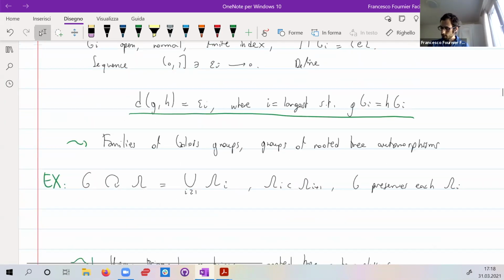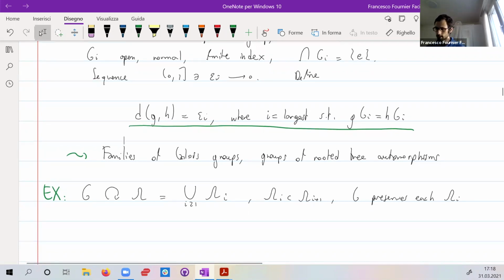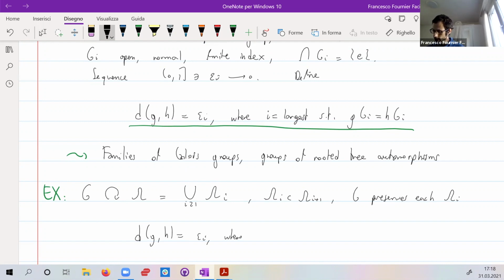And another general construction is if you have a group acting on a filtered set. So G acts on some set omega, which is a set with a filtration, so an increasing union of sets, such that G preserves this filtration, so it preserves each omega I. Then you do very similar things. You define the distance between G and H to be epsilon I, where I is the largest such that the action of G on omega I coincides with the action of H on omega I.